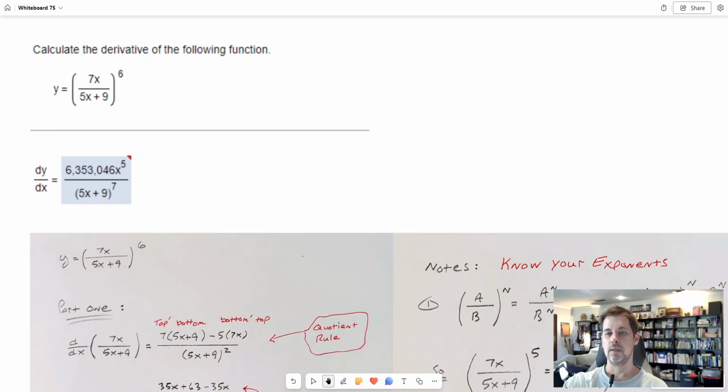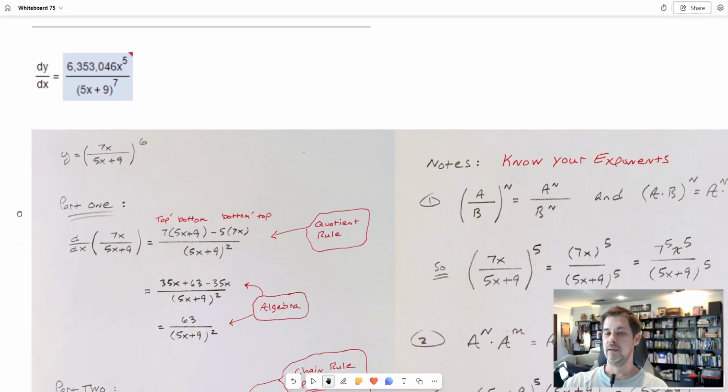Hello everybody. Okay, so here's a problem that I want to look at, not so much because the calculus is difficult, but because of how much algebra is involved in simplifying to our final answer. Okay, so here it is. I want the derivative of this, (7x over 5x plus 9) all to the 6th power.